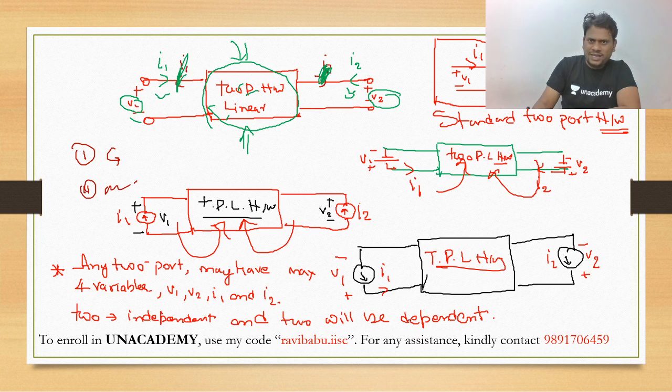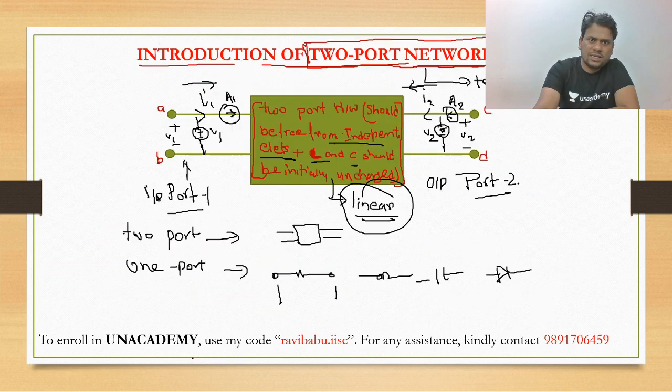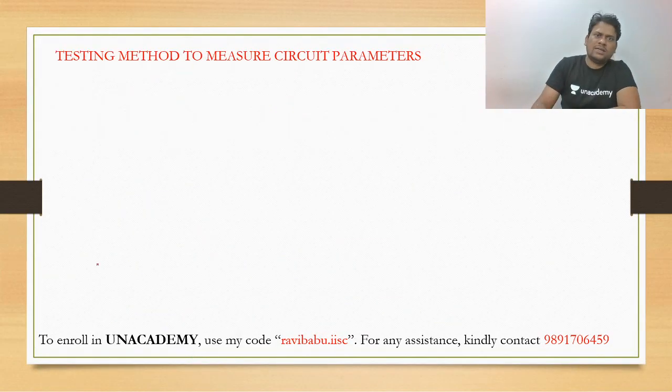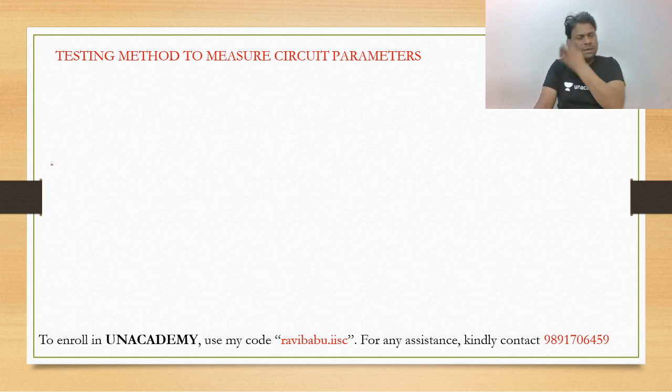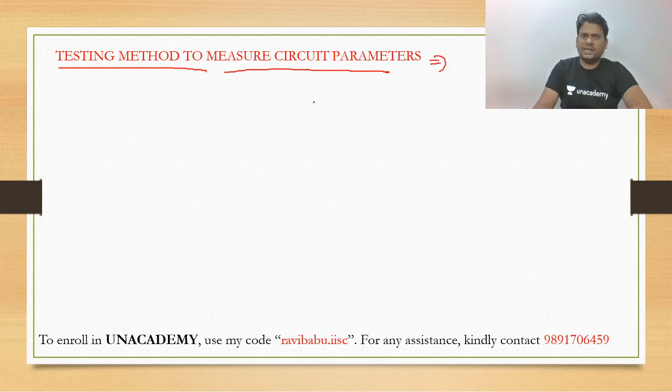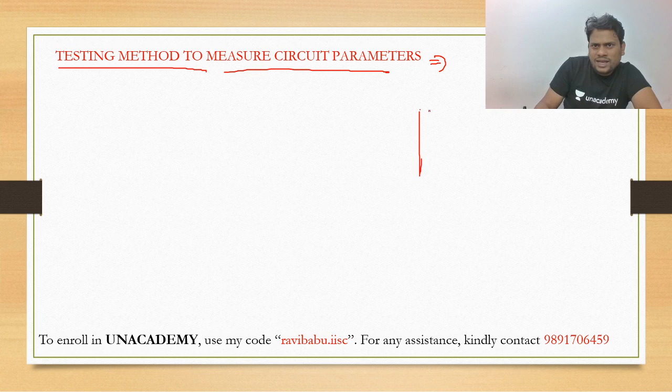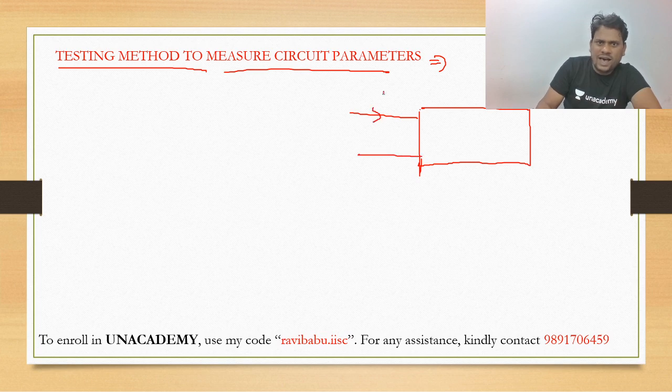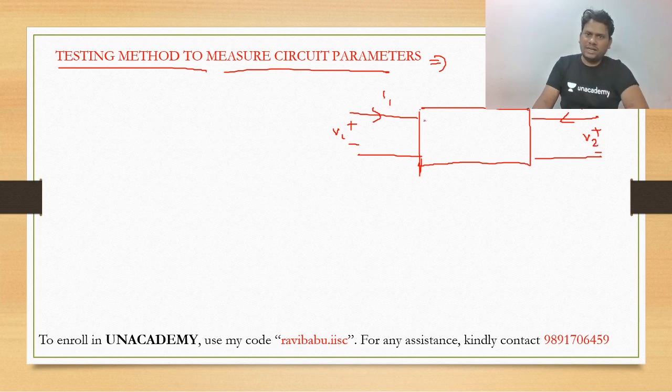Now keep this basic theory of the two-port network in your mind. Now we are going to discuss the testing method to measure circuit parameters. We have already discussed it. Again I am going to draw one network in such fashion. Here we have I1, this is V1. Here we have I2 and it is V2. Again it is a linear two-port network.